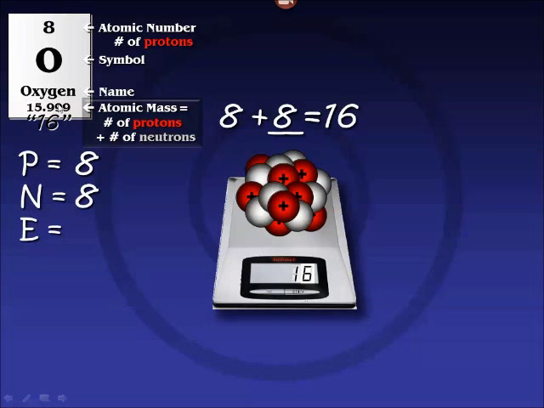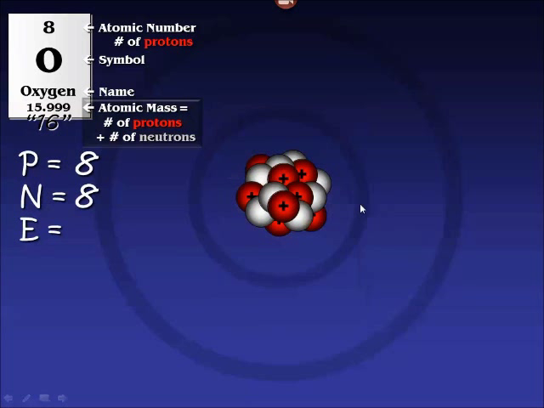And that is your normal oxygen atom. 1 out of every 1,000 oxygen atoms might have a mass of 15, but we're going to stick with the normal ones. 16 is your total mass. Awesome. All right, now electrons.